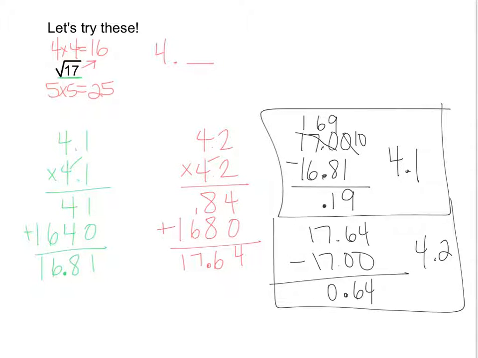What I'm going to look at now is which one is the smaller amount, because this is how far it is away from our target. So I have 19 hundredths or I have 64 hundredths. And we can see that the 19 hundredths is the smaller of those two, which would make this one the correct answer that we want to use. And so our answer would be 4.1.